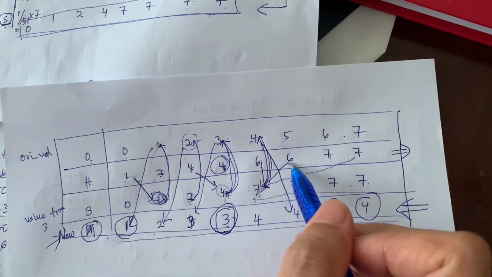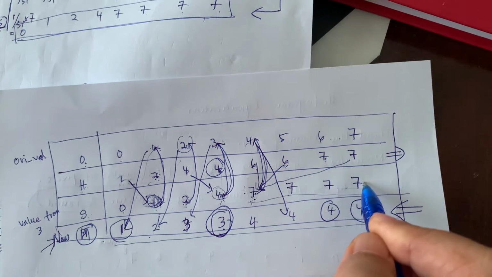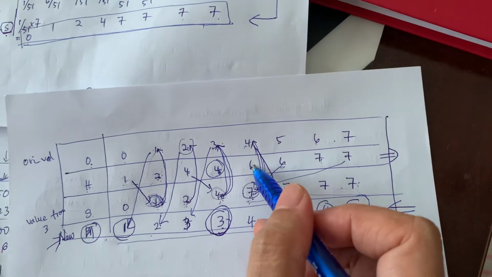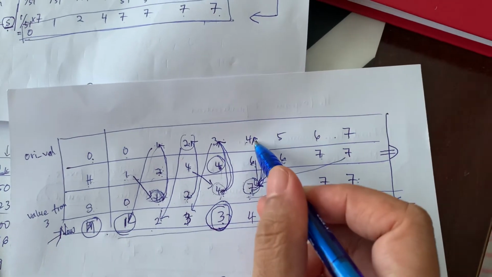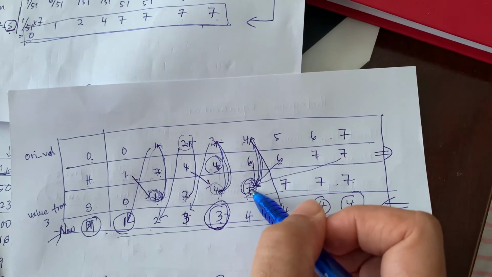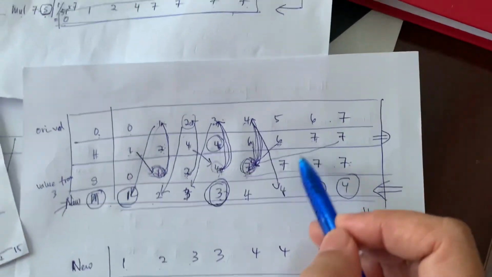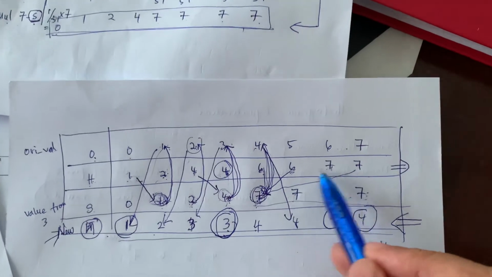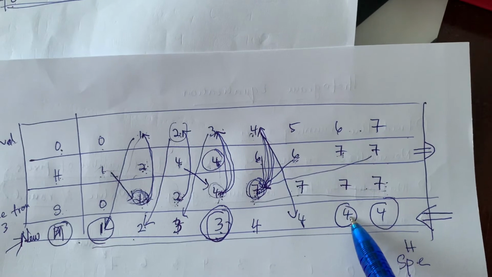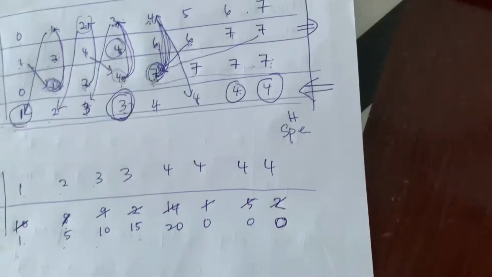6 is the same. You can take this one, or this one, or this one, but the best is to take the lowest. So 6 maps to 4. 6 also maps to here and here, so it will be 4. 7 can also go to either 4, but take the lowest, so 7 maps to 4 here, 7 here, and 4 here. Then you do the mapping.